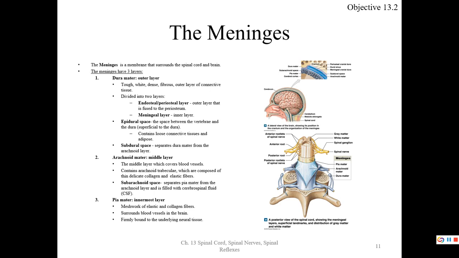Now, the meninges. Brain and spinal cord both have meninges. Meninges is what surrounds the spinal cord and what surrounds the brain, and there are 3 layers of meninges. There's the dura, the arachnoid, and the pia.